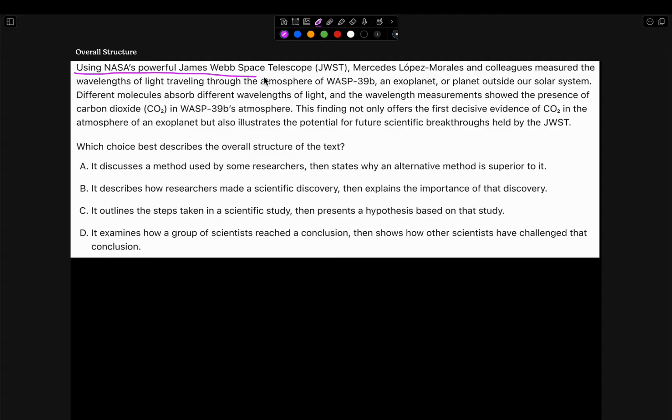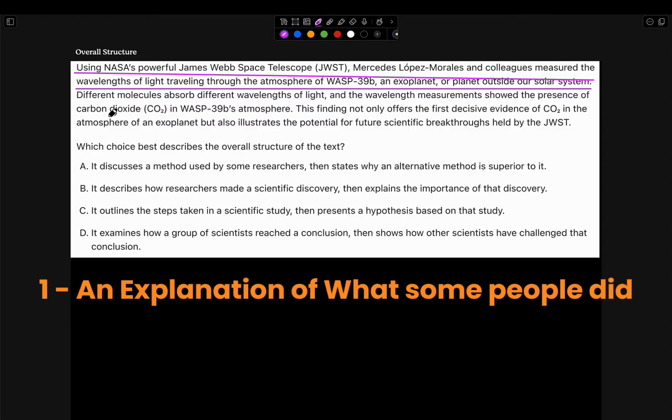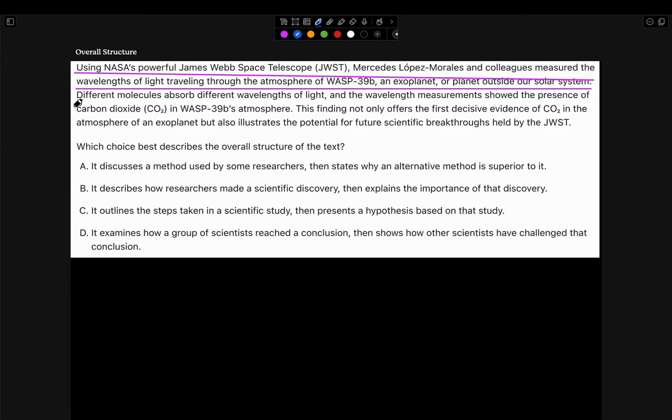Using NASA's powerful James Webb Space Telescope, Mercedes Lopez-Morales and colleagues measured the wavelengths of light traveling through the atmosphere of WASP-39b, an exoplanet, or planet outside our solar system. On the scrap paper I'm given on the test, I write that this is an explanation of what these people did. Then I read the next sentence.